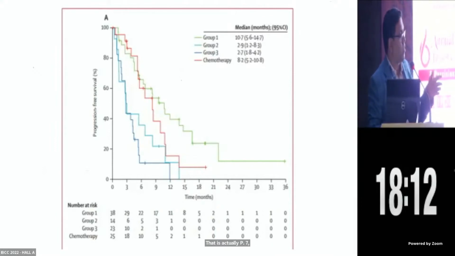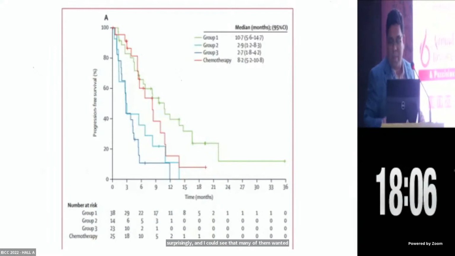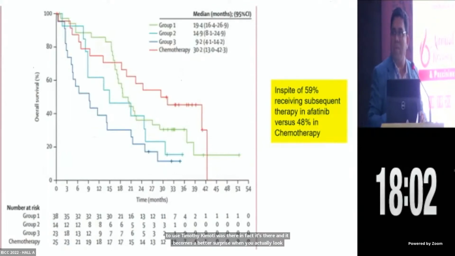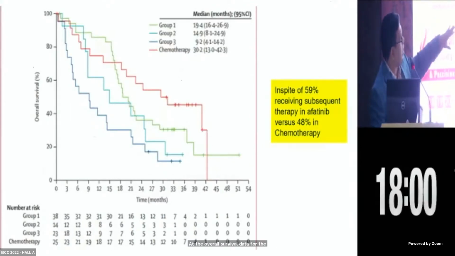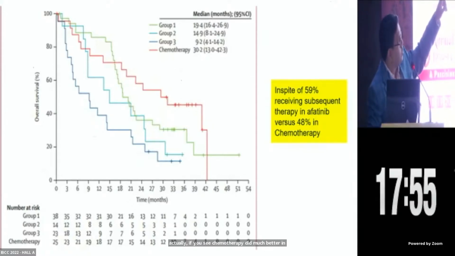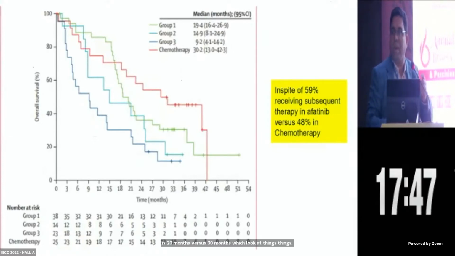Surprisingly, and I could see that many of them wanted to use chemotherapy. Chemotherapy was there, and it becomes a better surprise when you actually look at the overall survival data for the LUX studies, where chemotherapy did much better in terms of overall survival. If you look at the figure, it is 20 months versus 30 months. Looking at this, the idea goes that probably using chemotherapy in G719 would not be such a bad idea.